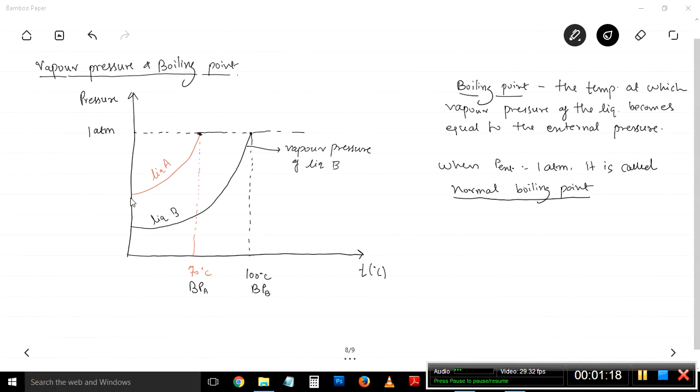Similarly, liquid A, if you observe, its vapor pressure increases and it becomes equal to 1 atmosphere when the temperature is 70 degrees centigrade. So I'll say that the boiling point of liquid A is 70 degrees centigrade. One more thing you can notice is at a particular temperature, the liquid with higher vapor pressure has a lower boiling point.